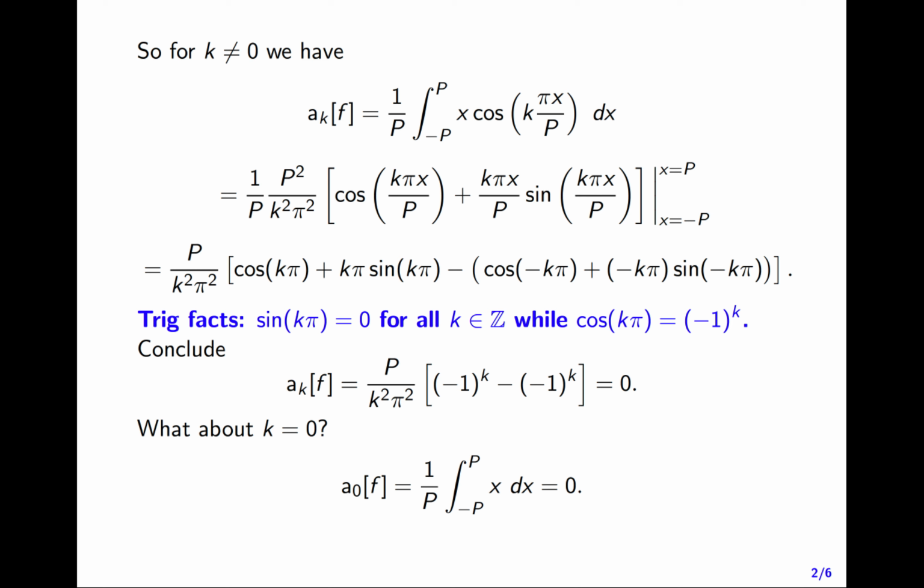Either I do the antiderivative x squared over 2, or I use the fact that I'm working with a symmetric interval minus p to p, and my integrand x is odd. So ak on f is equal to 0 for all k. And that, we'll see later on, is a general property of all odd functions over symmetric intervals: their Fourier coefficients there are always 0.